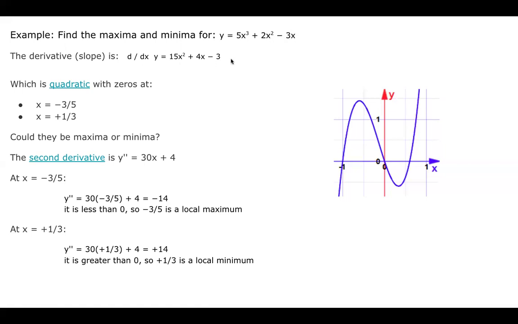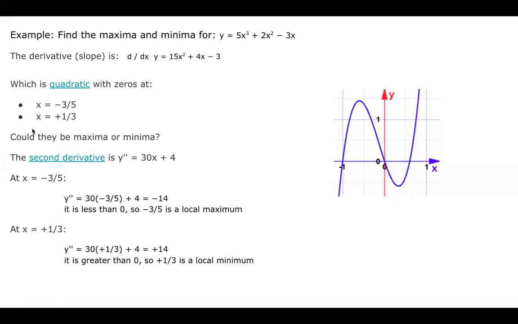Now, this is a quadratic equation. If you solve this quadratic equation, you will get two values of x: minus 3 by 5 or plus 1 by 3. These two values of x satisfy this equation.